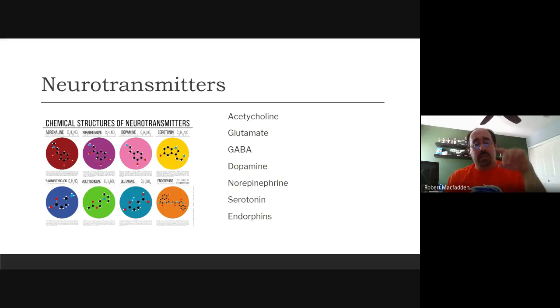Most antidepressants try to affect serotonin, as that can lead to depression if you're not getting enough serotonin. So you want to get a little bit more of it. So that's what most antidepressants are doing.